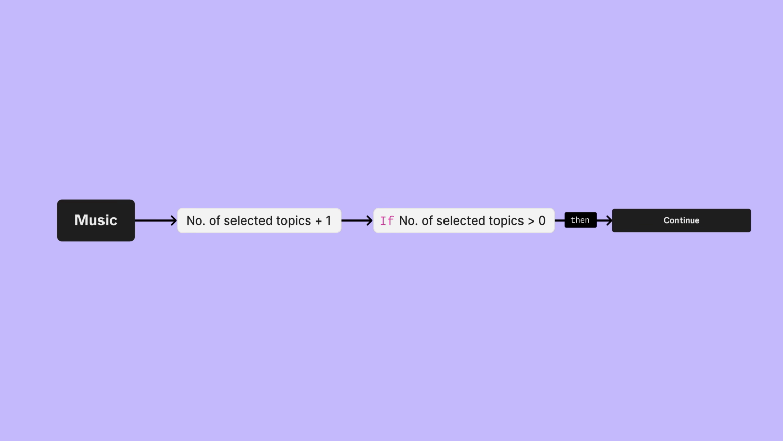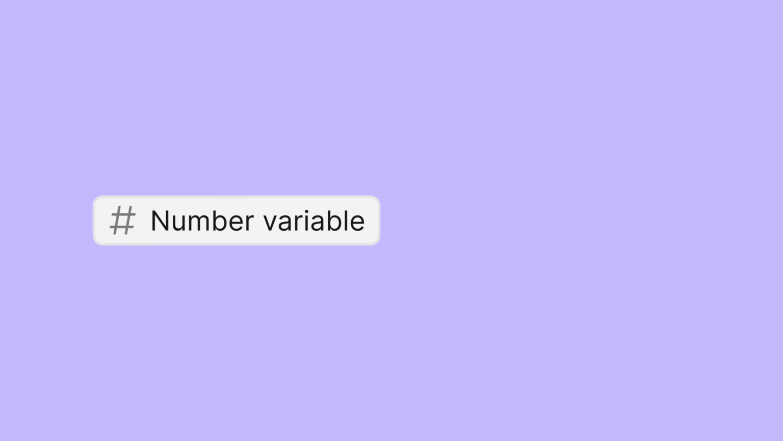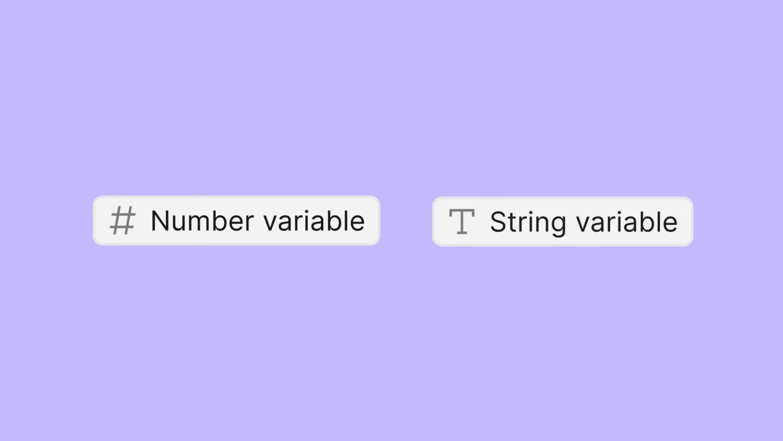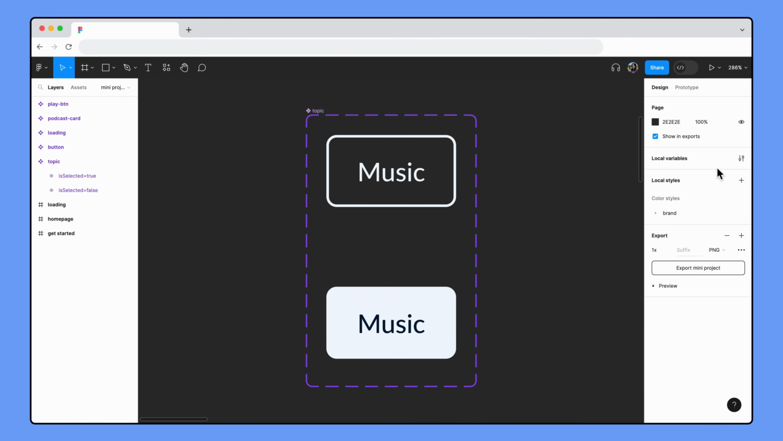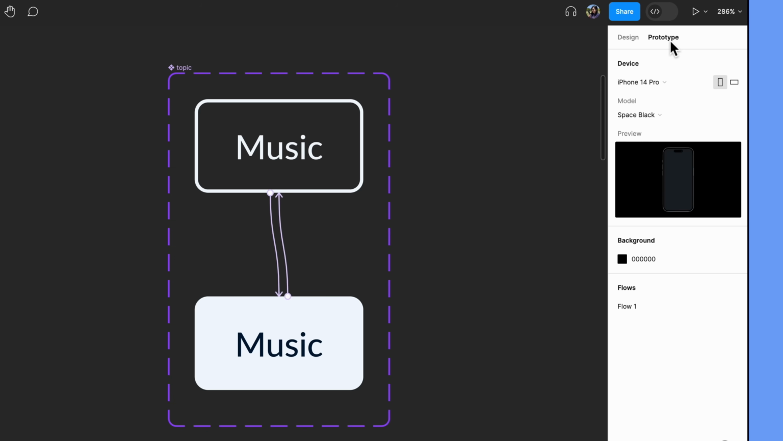To achieve this, we will need two variables, a number variable to represent the number of selected topics, and a string variable to represent the disabled or enabled state of the continue button. We can open our local variables modal from the side panel to create the new variables, or we can directly create them from the prototype interactions panel. To do that, let's switch to prototype view.